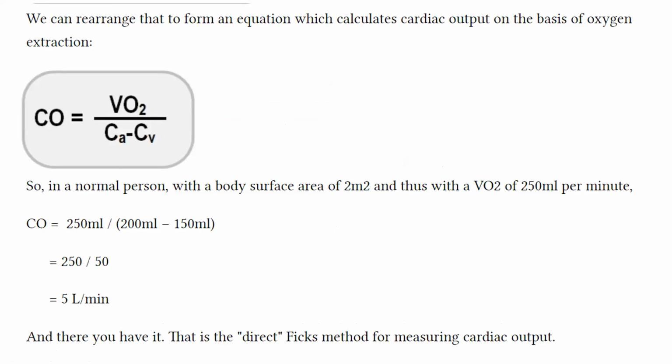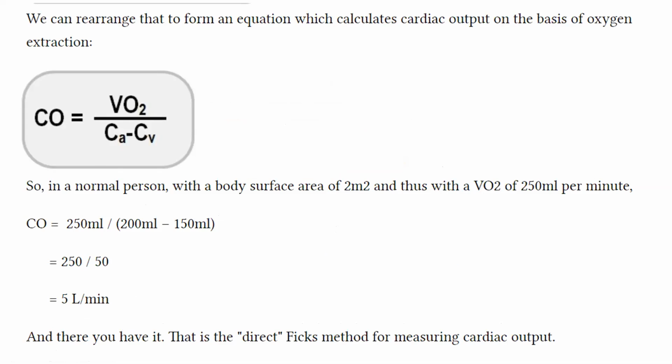So we can rearrange that to form an equation. For example, if 250 mL is your oxygen consumption, and this is the difference, so this is your arterial oxygen, this is your venous oxygen. So this divided by this gives your cardiac output, which is 5 liters per minute. So this is the direct Fick method.